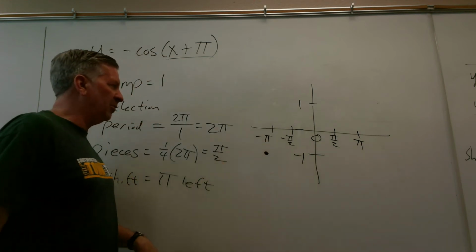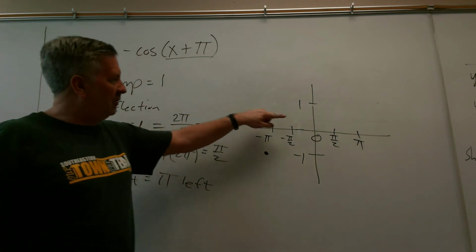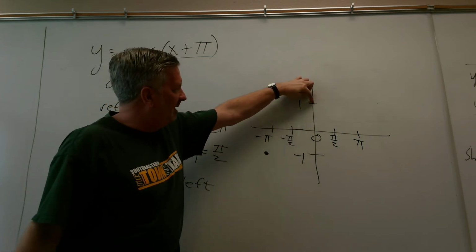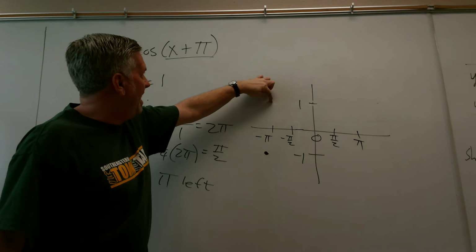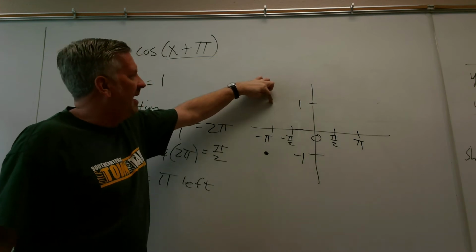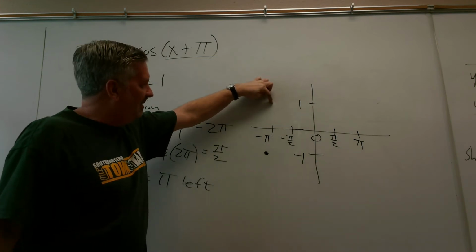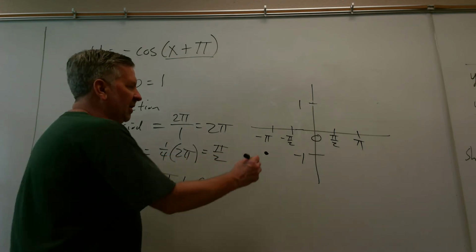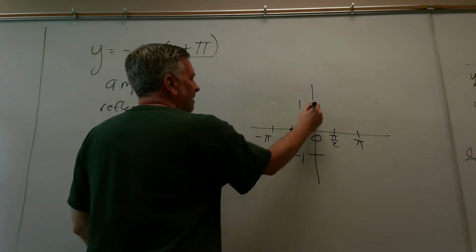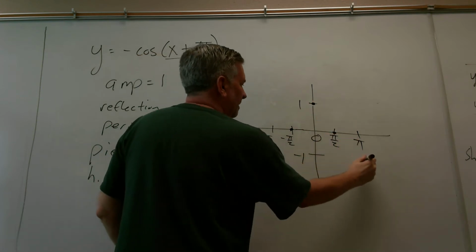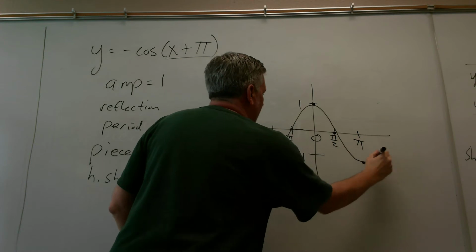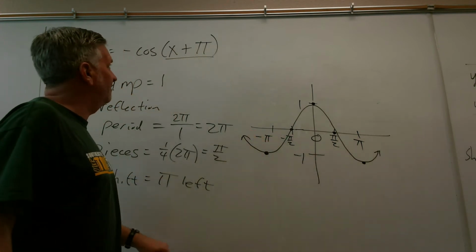Let me do that one more time. So the original cosine graph crosses the y-axis at 0, 1. We did a shift to the left pi, so that puts that point here. And then we reflected the point about the x-axis, which puts it down at -1. So that's a low, and so that's a middle, a high. There's your graph of negative cosine of x plus pi.